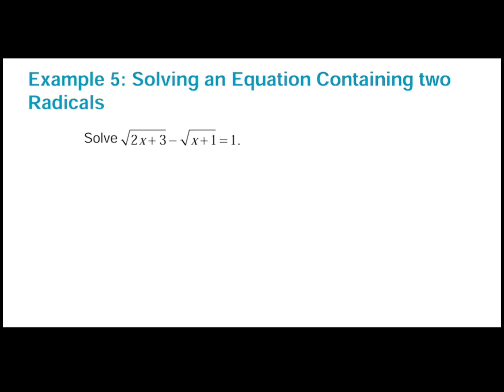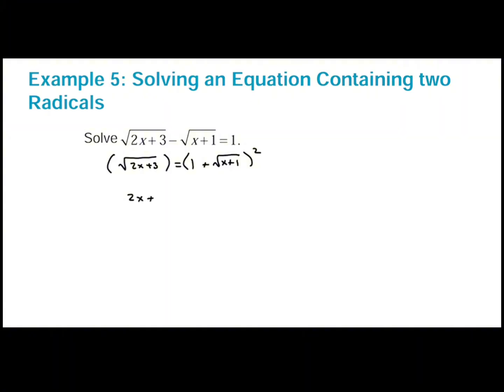Let's look at this one. So we have the square root of 2x plus 3 minus the square root of x plus 1 is equal to 1. So the first thing we want to do is move the radical. So we're going to have the square root of 2x plus 3 is equal to 1 plus the square root of x plus 1. Now, I'm going to do what? Square both sides. And it's going to get rid of this.